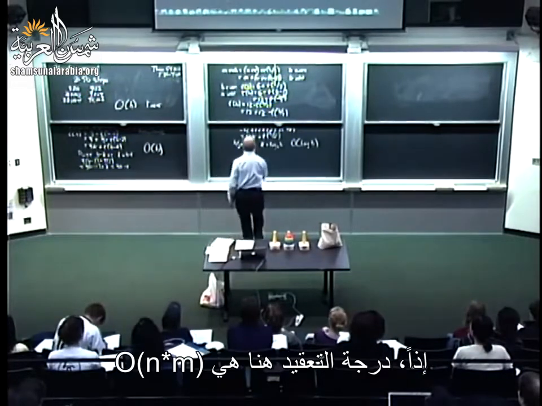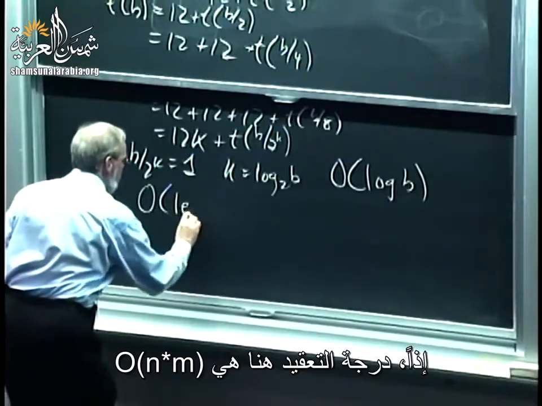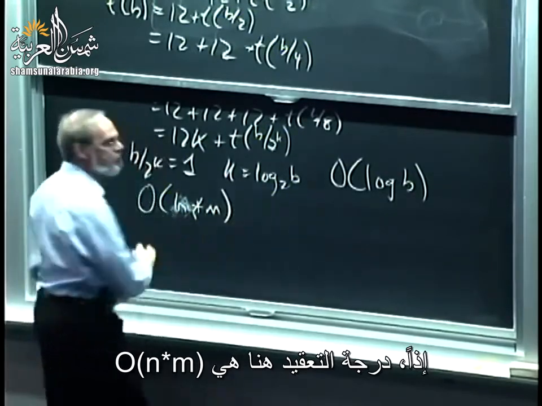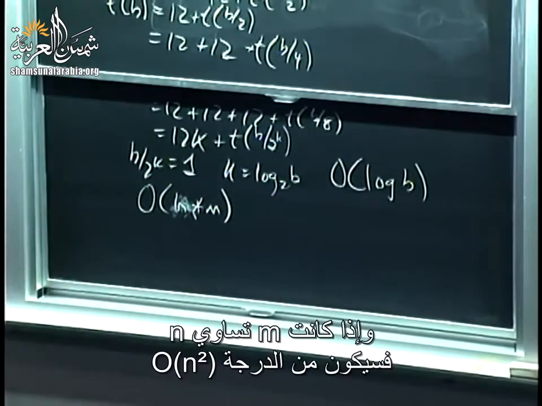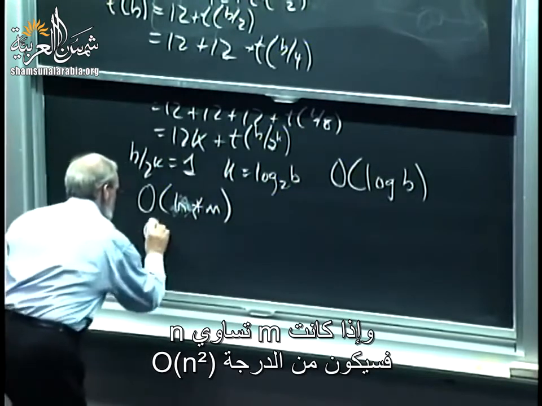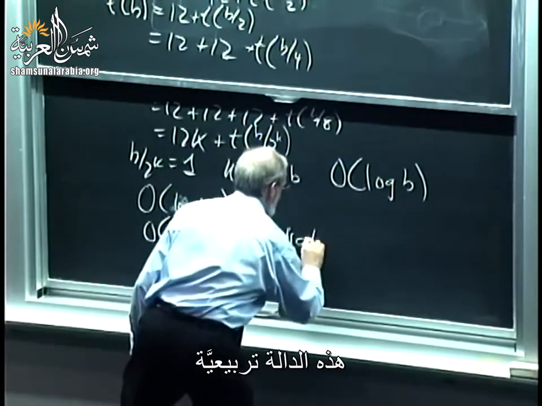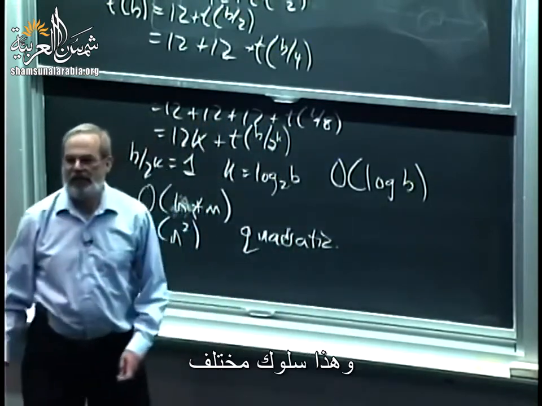The order of complexity here, if I actually write it, would be order n times m. And if m was equal to n, that would be order n squared, and this is quadratic. And that's a different behavior.